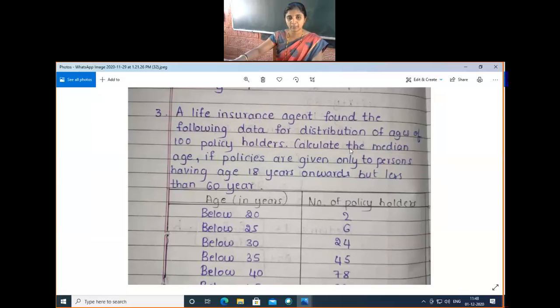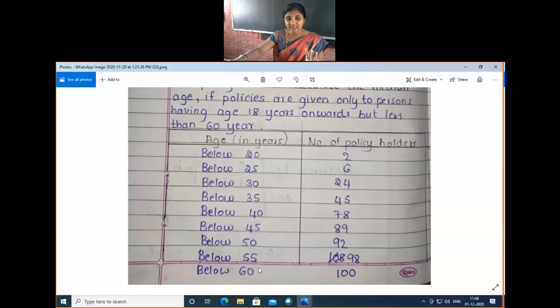A life insurance agent found the following data for distribution of ages of 100 policy holders. Calculate the median age if policies are given only to persons having age 18 years onwards but less than 60 years. So now just observe the data. Data is in the form of less than form. Below 20, below 25, below 30, below 35, below 40, below 45, below 50, below 55, below 60. Number of policy holders 2, 6, 24. Below 20 is 2, below 25, 6.